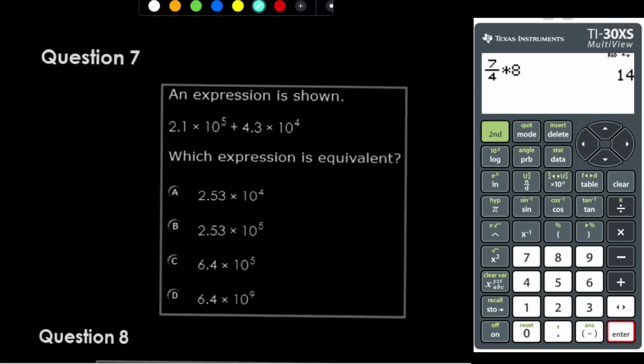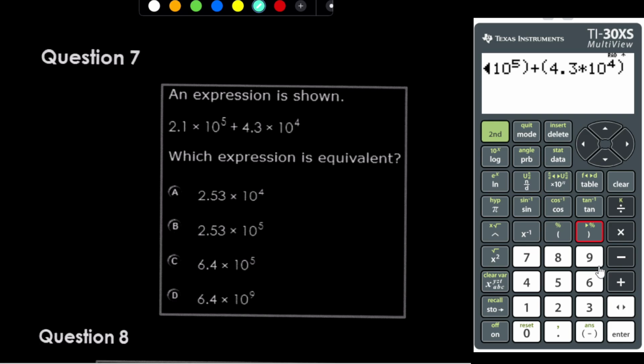All right. Question 7. An expression is shown. 2.1 times 10 to the 5th plus 4.3 times 10 to the 4. So let's try this. Let's try putting this in our calculator. 2.1 times 10 to the 5th plus, parentheses, 4.3 times 10 to the 4.